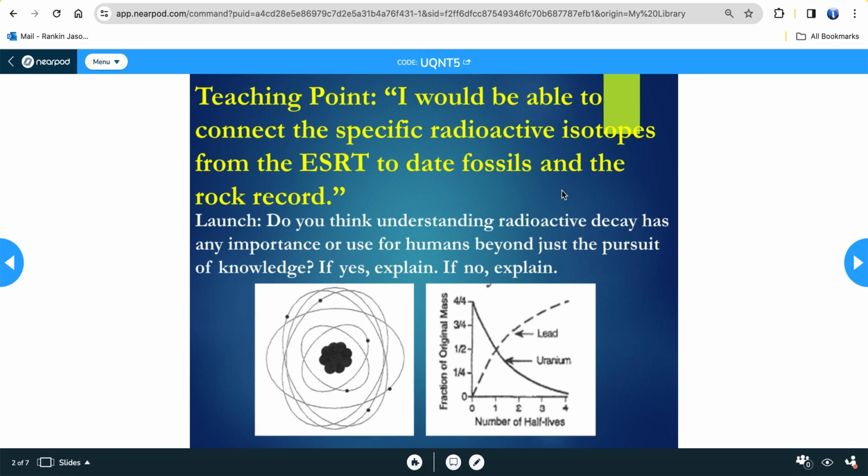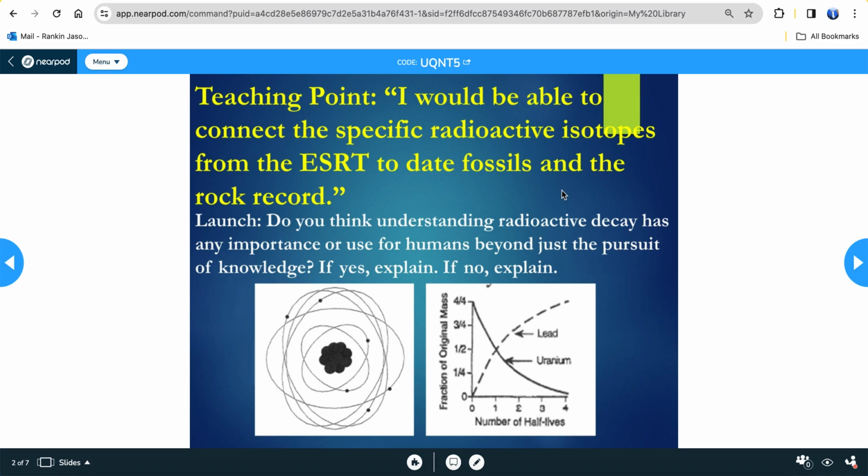Launch. Do you think understanding radioactive decay has any importance or use for humans beyond just the pursuit of knowledge? If yes, explain. If no, explain. All right, you can pause it here. You can think about an answer. And you can hit play once you are done.